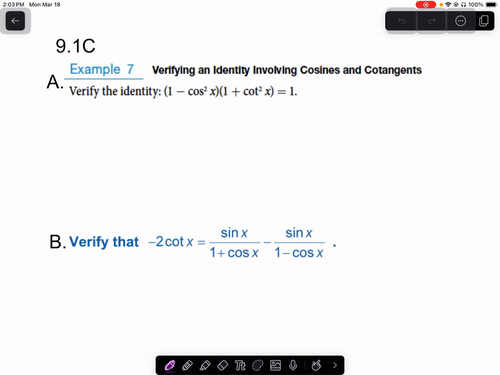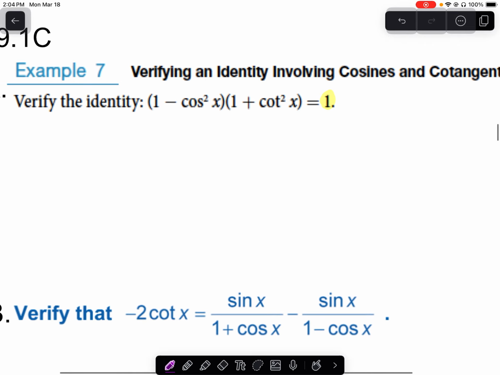So in 9.1c, we are going to continue using identities to verify that these are true. If we take a look at example 7a, we have 1 minus cotangent squared and 1 plus cotangent squared multiplied together, and we're going to show that that's equal to 1. Now remember, you want to take the simplest side, hold it, think of that as your answer, and we're going to use what we know about our trig functions to verify we're going to get 1.